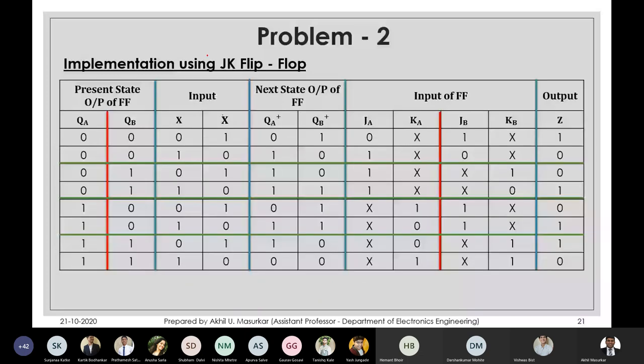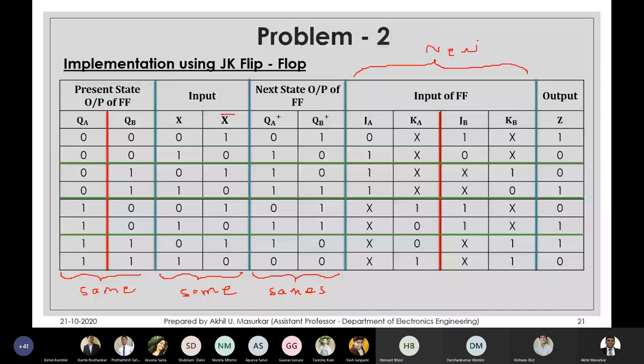Now, you can see present state column is going to be same as before. This input X and X bar will be same as before. QA plus and QB plus columns will be same as before. This is new. This is new. And the output is the same. So all we need to do is see how this thing works. That's it. So this is new.